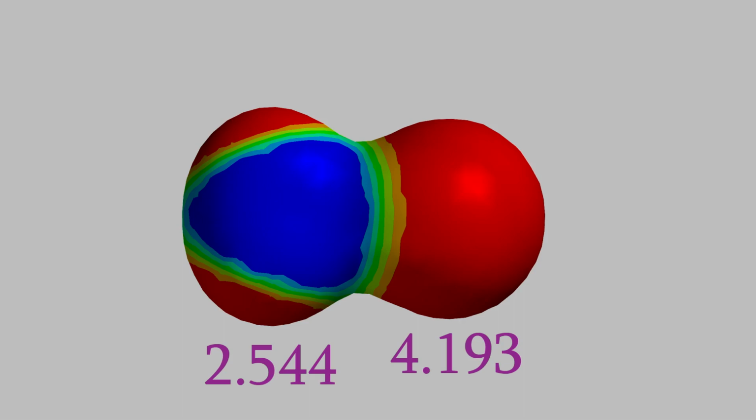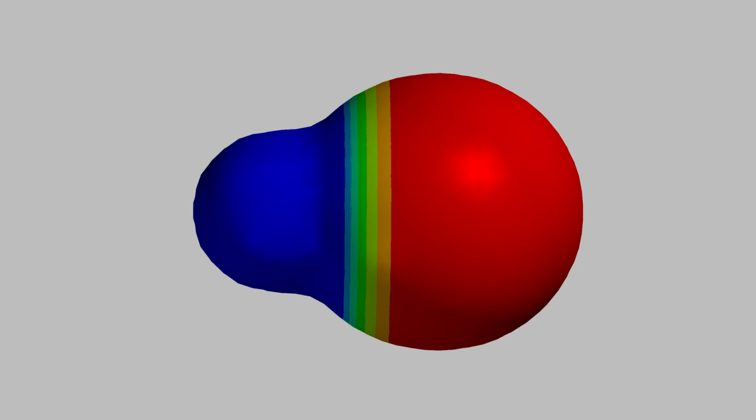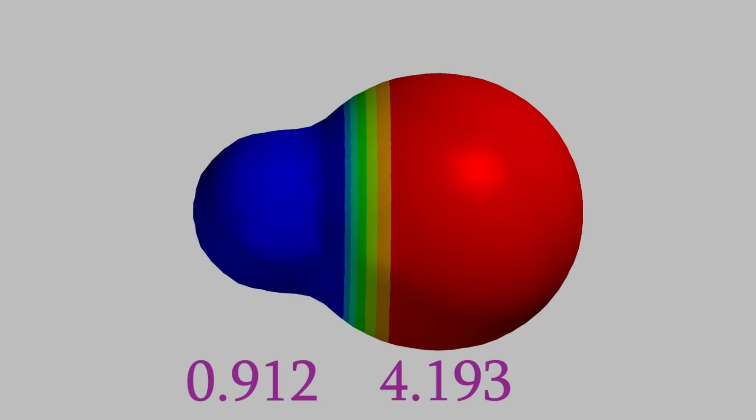Now let's look at one last example. Suppose we have a fluorine bonded to a lithium. The valence electrons in lithium only feel an effective nuclear charge of +1, so the electrons again feel a much stronger pull toward the fluorine. Once again, this model shows that the electrons spend more time near the fluorine, but the effect is even stronger this time. You can also see this by looking at the electronegativity for lithium, which is only 0.912, much smaller than the electronegativity of fluorine.